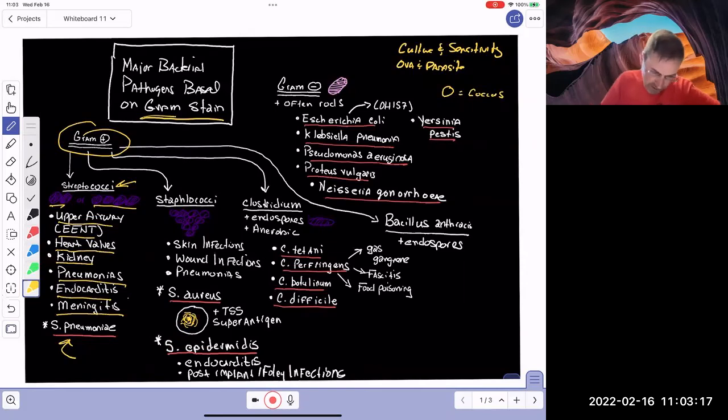Now, if we see little spheres that form clusters that look like little grape-like clusters, that is known as staph. So staphylococci are spheres that form grape-like clusters. Staph is also commonly found on the skin, and so this is a very common cause of skin infections, wound infections, and some pneumonias. One of the most common is something called Staphylococcus aureus, or Staph aureus. And aureus just means golden in color.